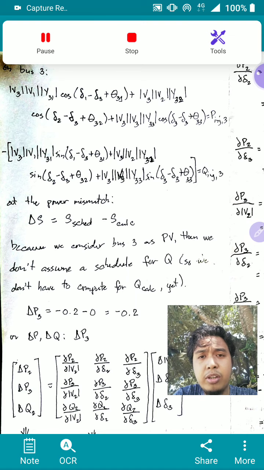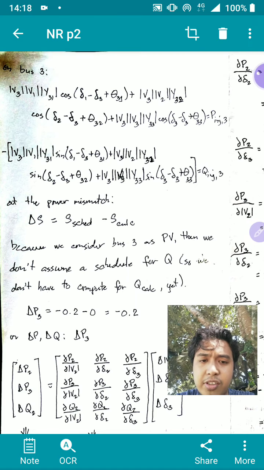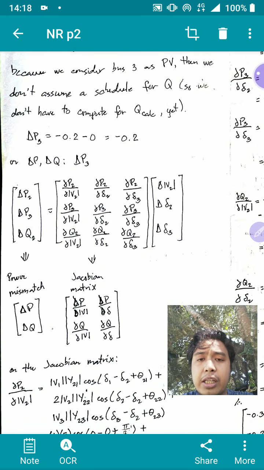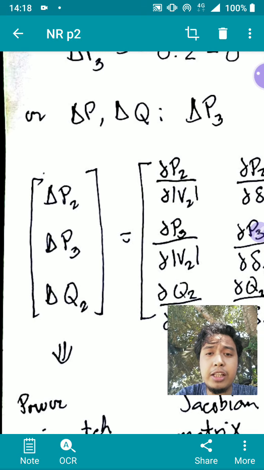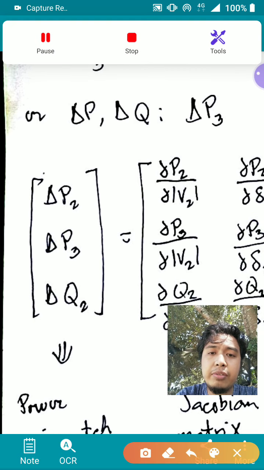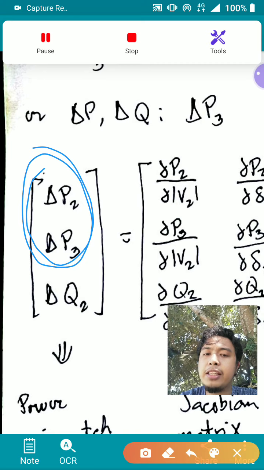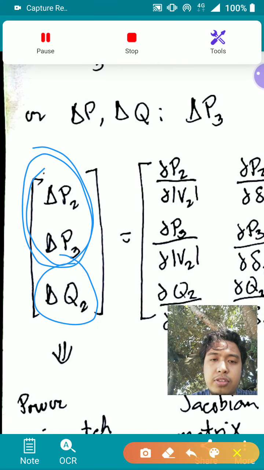On bus 1, we're not going to compute for that because it's the slack bus. It's always magnitude 1, angle 0. We're not computing for anything. So on the full matrix of delta P's and delta Q's, you have delta P2 and delta P3 on delta P's and delta Q2 on delta Q's.